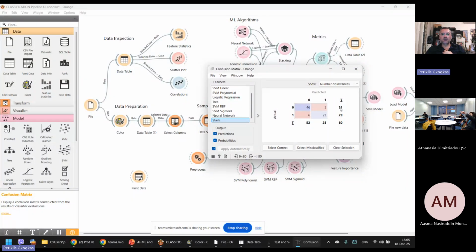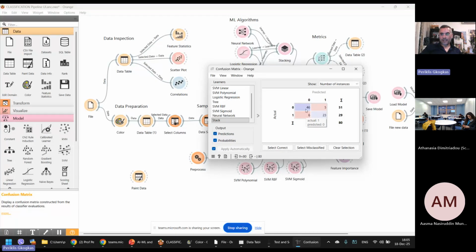Out of those 51 good customers, this model, the stacking model, predicted 46 as good customers, and 5 of the good customers were predicted incorrectly. So we have a false prediction: 5 of the good customers were predicted as bad customers. For the ones that are 1, so they are bad customers, the total number is 29. 23 of those were correctly predicted by our stacking model as bad customers, but 6 of those were classified as good customers, and this is incorrect.